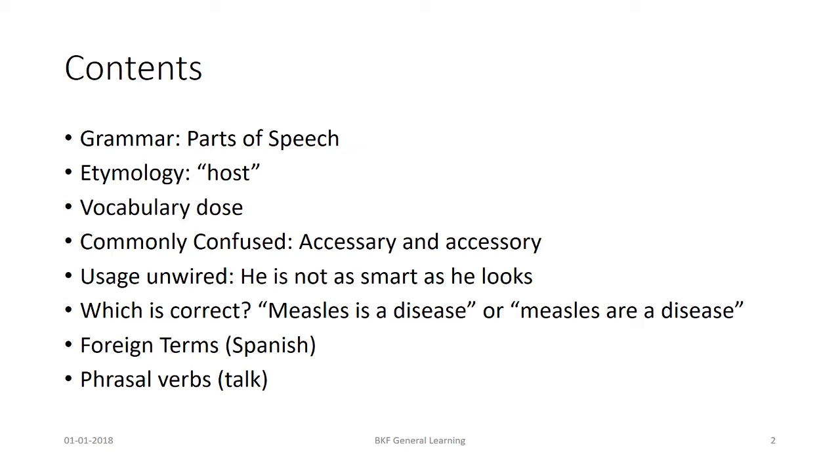Then, we are going to see a pair of words which are commonly confused, that are accessory and accessory. Then we are going to look at a usage. Then we are going to discuss which version of this is correct. Can we say measles is a disease or should we say measles are a disease?